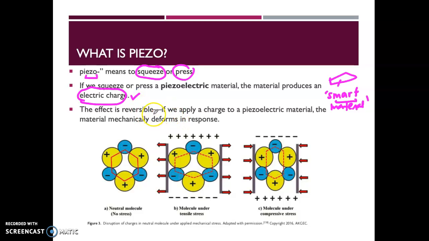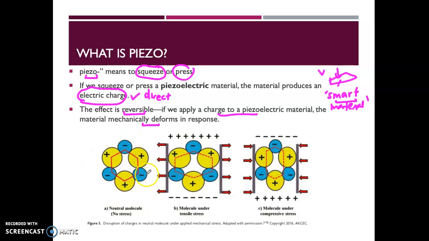The effect is also reversible. This is what we call the direct piezo effect, but the effect can also be reversed, where when you apply the charge, the voltage at the piezo, the piezo will deform and have a physical change. Either it is bent or deformed and has some mechanical change there.